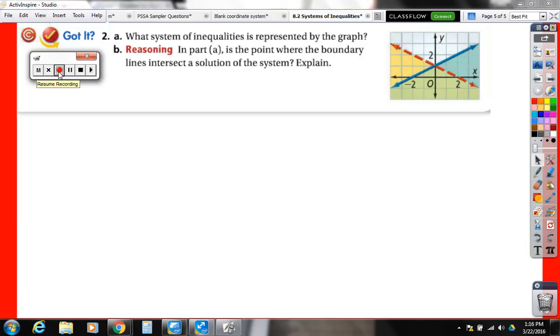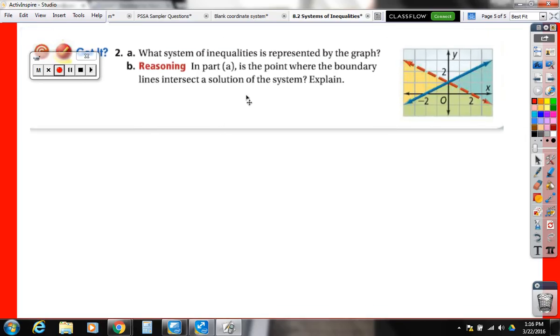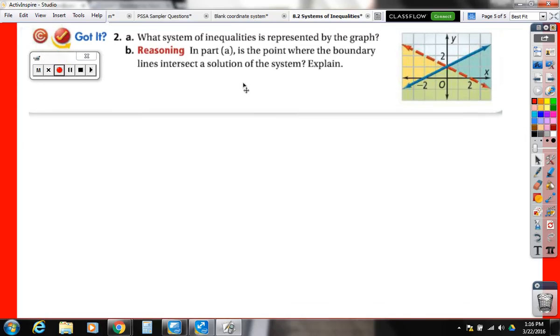Okay, let's write the system of inequalities for this graph. Let's start with the red line. Carly, can you tell me what the equation is for the red line? Y less than +1/2 x.